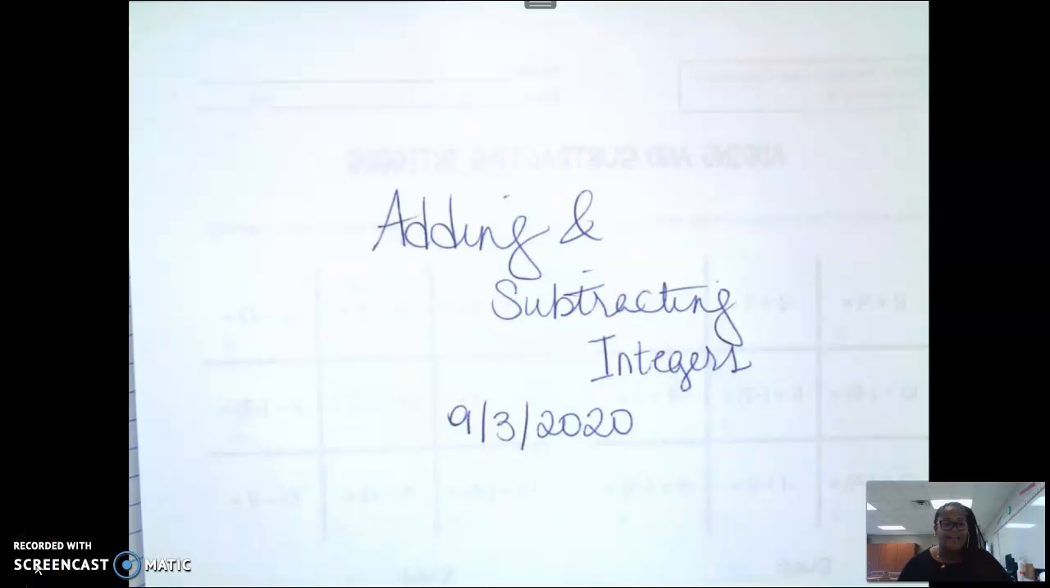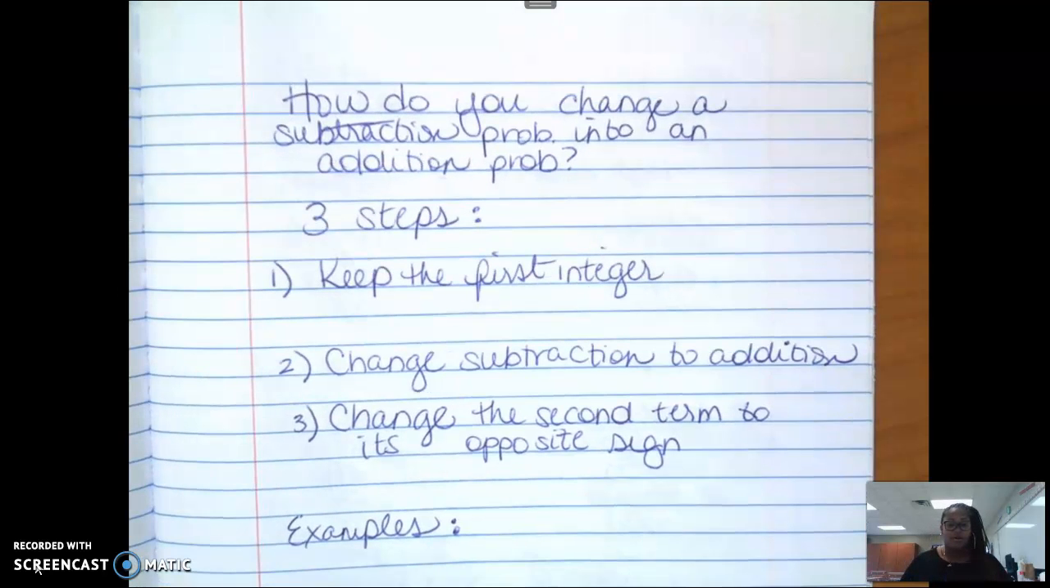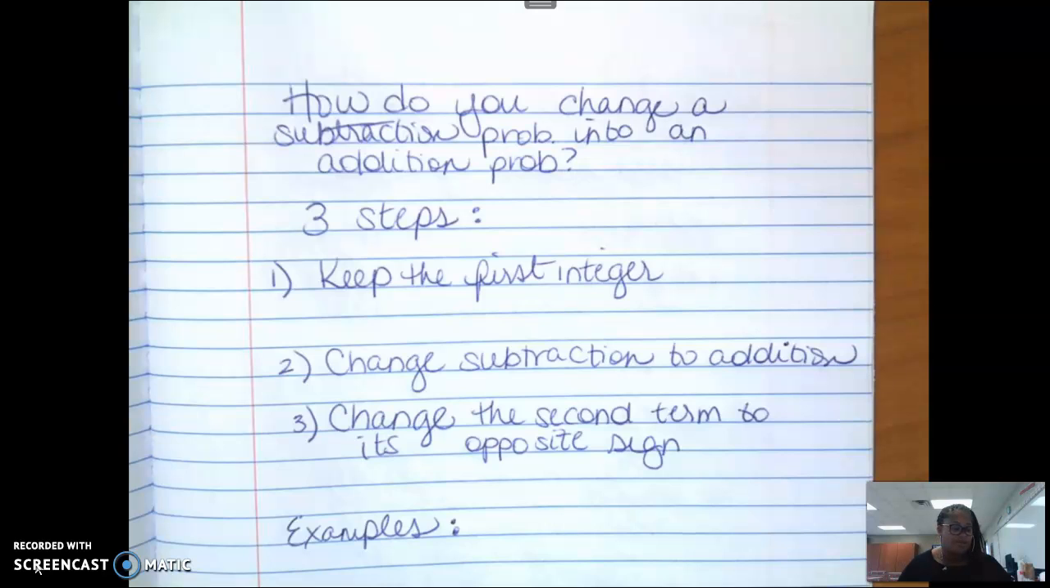Good morning, guys. So just to reiterate what we said in our notes for today, we went over adding and subtracting integers, and we briefly touched on multiplying and dividing them, which we'll cover in more detail later on in class. The notes that we wrote after the integer song were how to change a subtraction problem into an addition problem. So there are 3 steps.